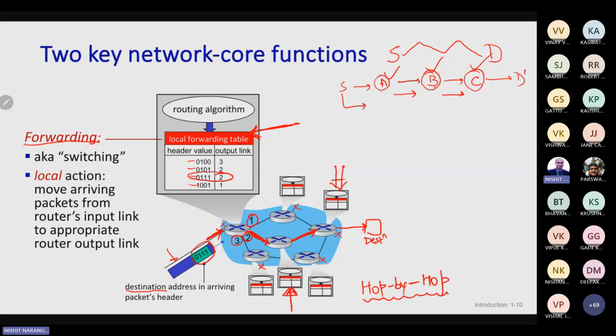So this algorithm, which has the ability to determine the best path, the most optimal path from a source to a destination, is what we call the routing algorithm. Okay, so the routing algorithm is an algorithm which determines the end-to-end path.